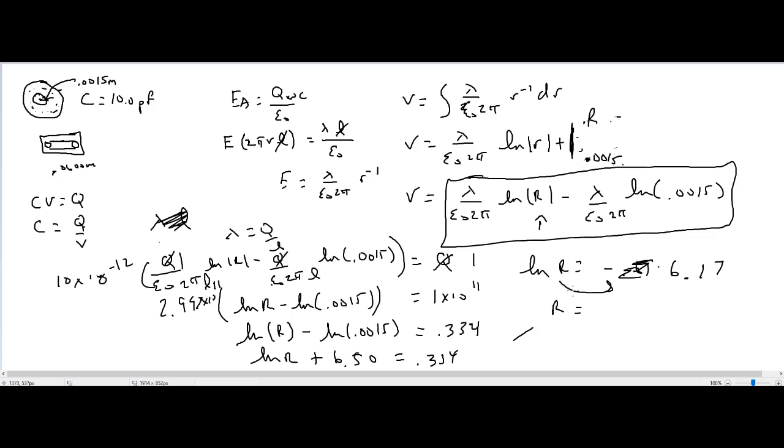So I go ahead and take e to the answer, and I get a number that makes some sense. Okay, good. I was about to say it's too small, but I get 2.09 times 10 to the negative third. If I move it 2 decimal places, I get 0.00209 meters. And that would be what the outside radius would have to be in order to make this capacitor.